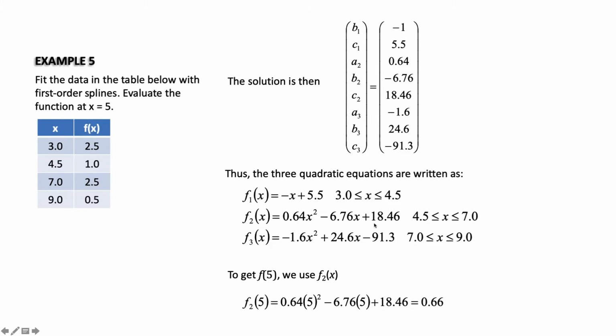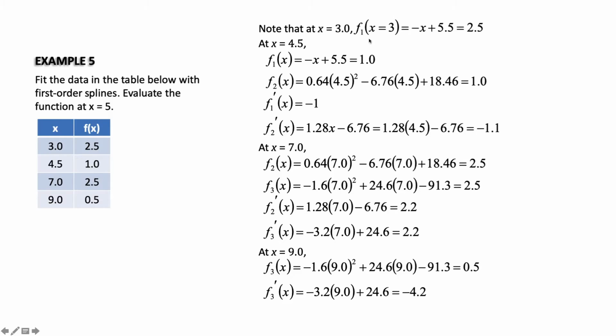f2 is given by this, valid between 4.5 and 7. And f3 is given by this, obtained from these coefficients, valid between the values of x equals 7 and x equals 9. To get f of 5, we use f2 because x equals 5 is within this interval. So f2 of 5 is equal to 0.64 times 5 squared minus 6.76 times 5 plus 18.46, which gives us 0.66.